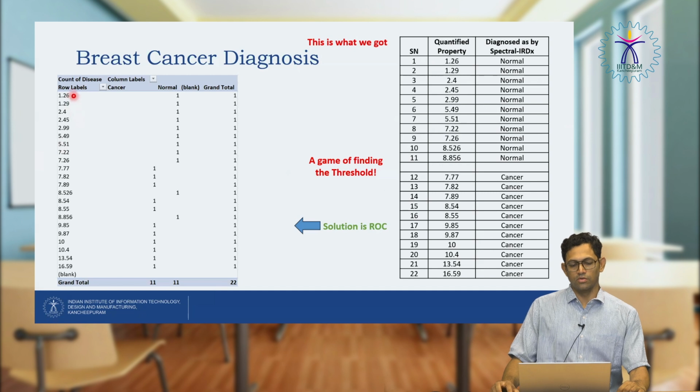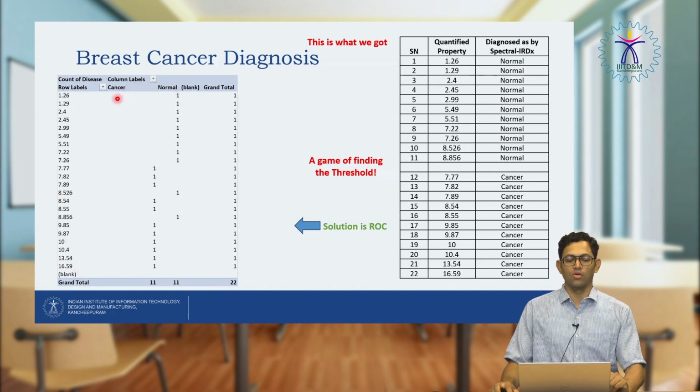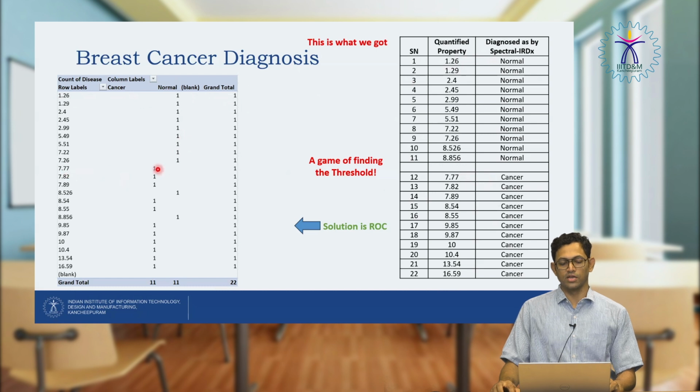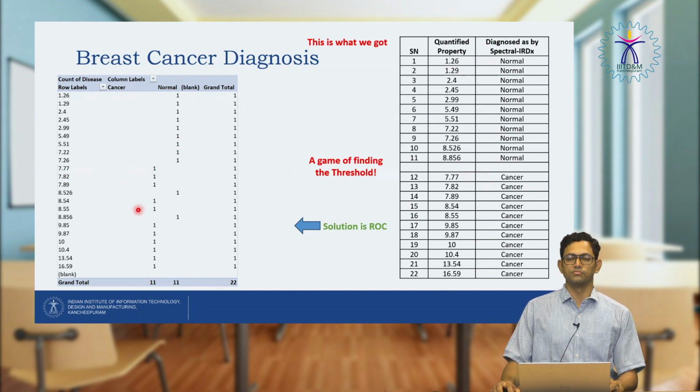So in the Excel sheet, what you do is put all this data, the quantified parameters, in ascending order. Then you add columns for cancer and normal, and whichever number was associated with whatever value. For example, 1.26 you can see is associated to normal over here. You just keep on populating it. For example, 7.77 was given to cancer, so I have given 1 in the cancer column, right? So on and so forth.